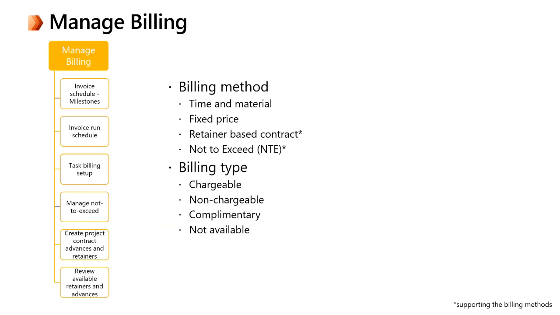As part of the managed billing process, the first thing you need to do is create some scheduling. On the fixed price, you schedule your milestones. On the time and material contract lines, you schedule your invoice run that can be picked from automated invoicing, which will be shown later by Roman. You can have some flexibility and drill down even more and do some additional scheduling on the different methods through the task billing setup. You can set up managed not to exceed on a contract level or on time and material lines. And you can also create, as I mentioned earlier, the project contract advances and retainers.